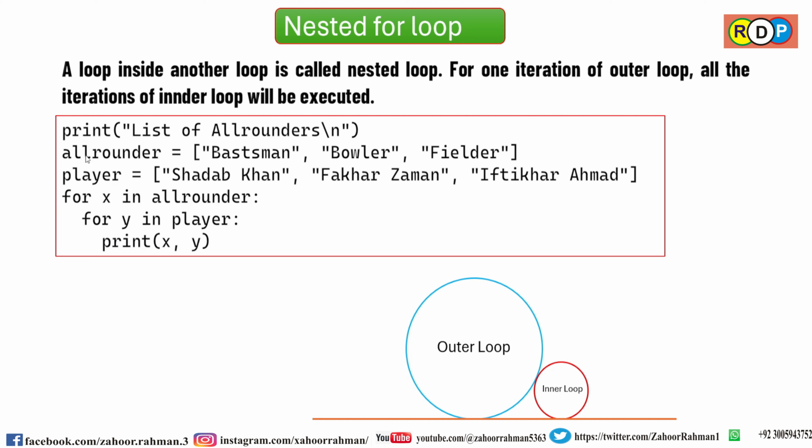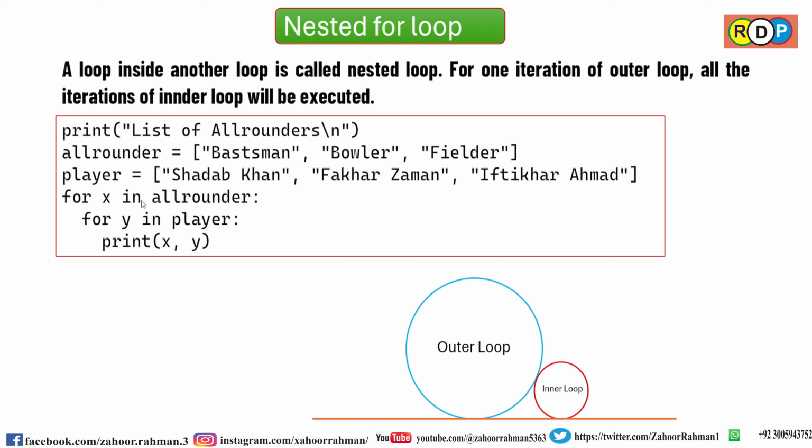Now in all rounders there are batsman, bowler and fielder. You must understand that a player has to be declared an all-rounder if he is a good batsman, a good bowler, and a good fielder. Here I am writing the names of the players. So that is Shadab Khan, Fakhr Zaman and Iftikhar Ahmed.